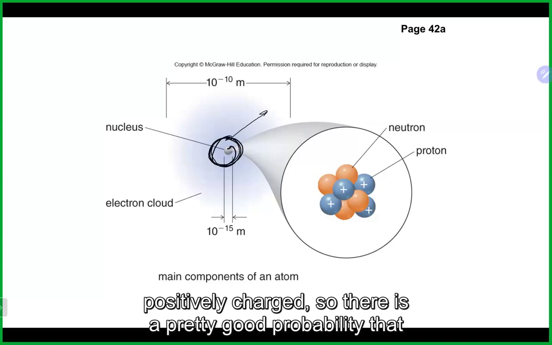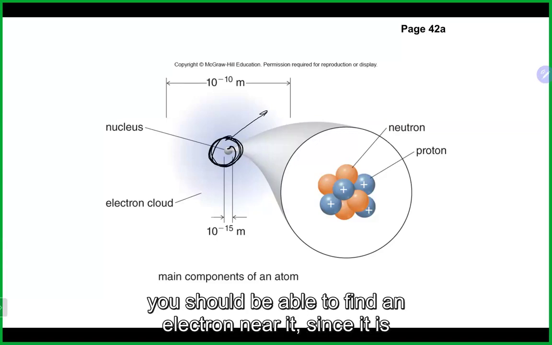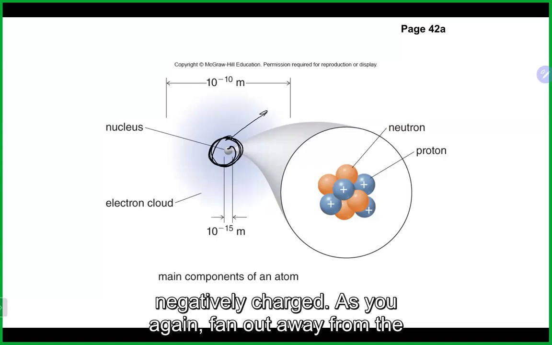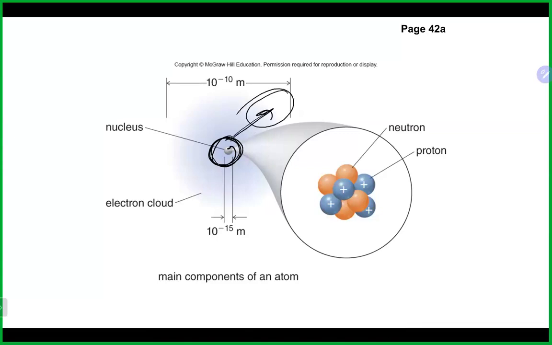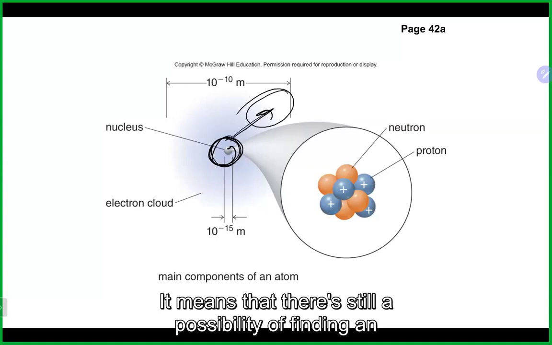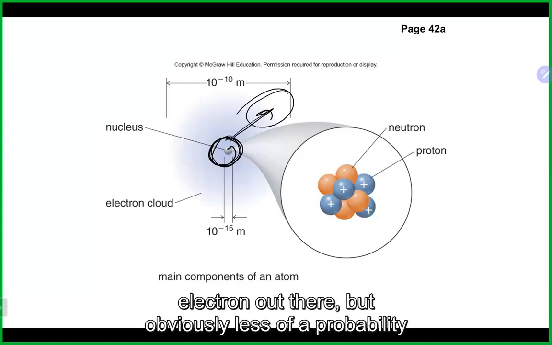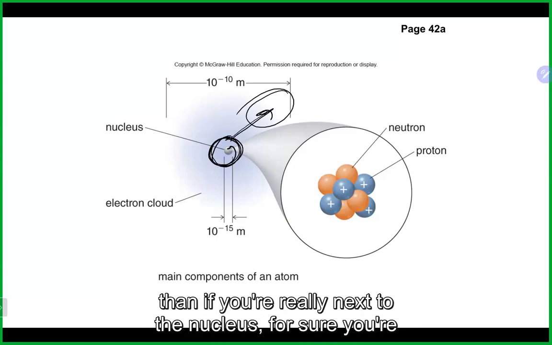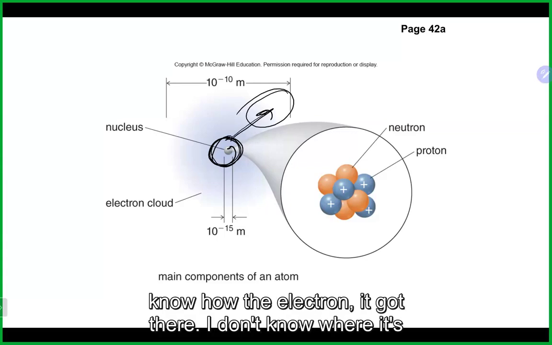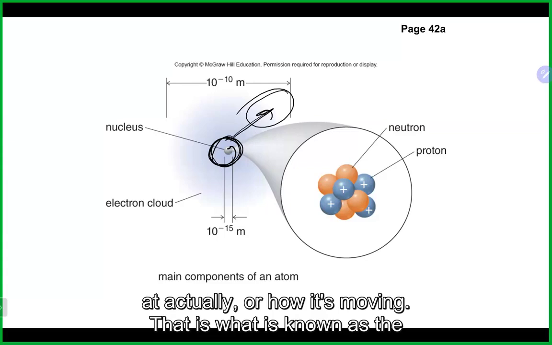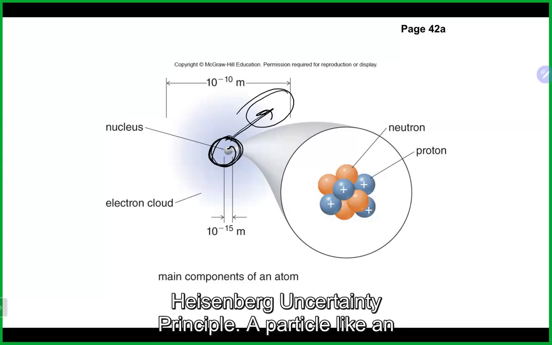Again, the nucleus is positively charged, so there is a pretty good probability that you should be able to find an electron near it, since it is negatively charged. As you fan out away from the nucleus, at some distance it gets a lot lighter blue. It means there's still a possibility of finding an electron out there, but obviously less of a probability than if you're really next to the nucleus, where you're probably going to come across one. That still means I don't know how the electron got there. I don't know where it's at actually, or how it's moving. That is what is known as the Heisenberg uncertainty principle.